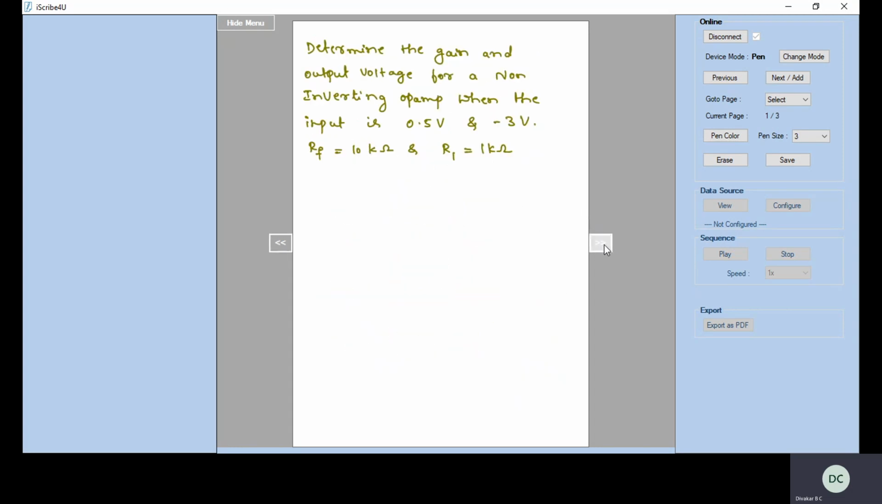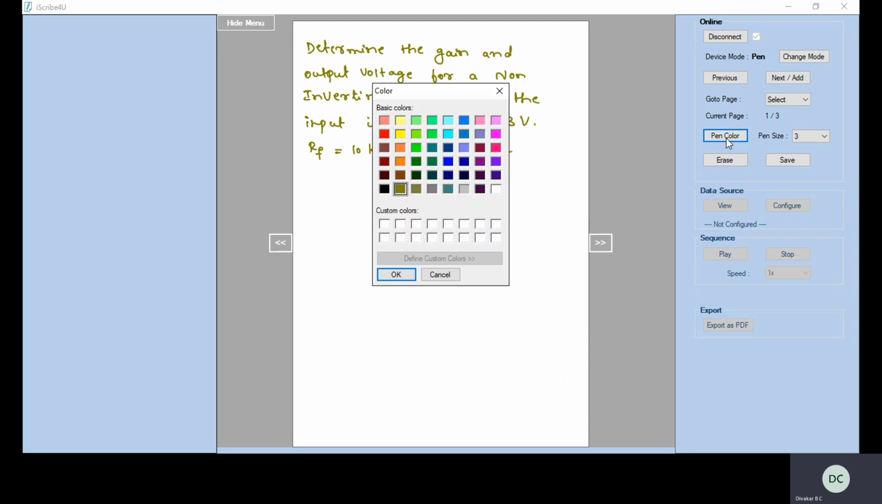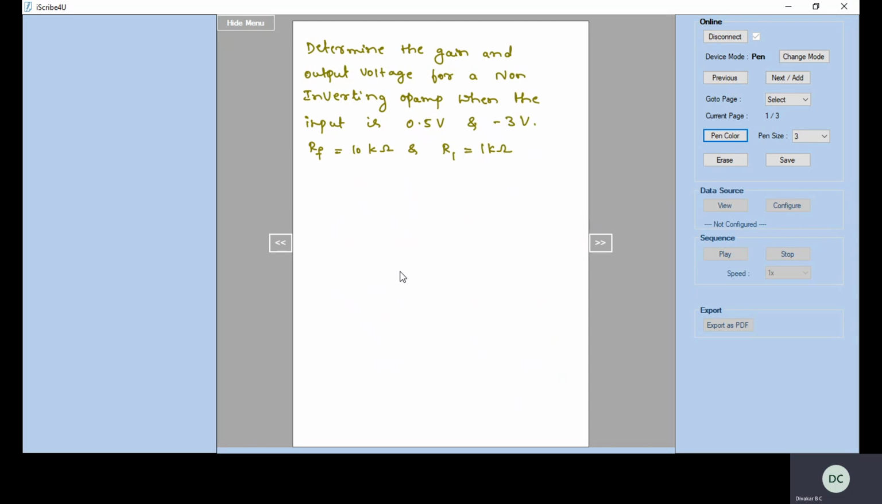So what is the gain? Gain is nothing but it is defined as the ratio of output voltage by input voltage. So now we know that the gain AV is equal to 1 plus Rf by R1. So given Rf and the R1, substitute the value. So AV is equal to 1 plus the feedback resistance is 10 kilo ohm and the input resistance is 1 kilo ohm. So therefore the gain is 11.